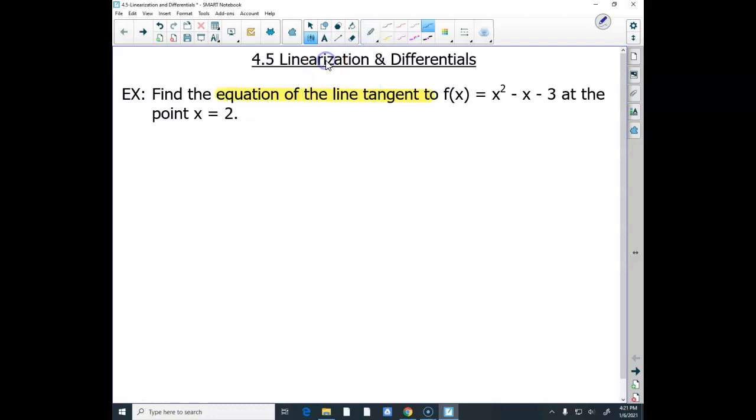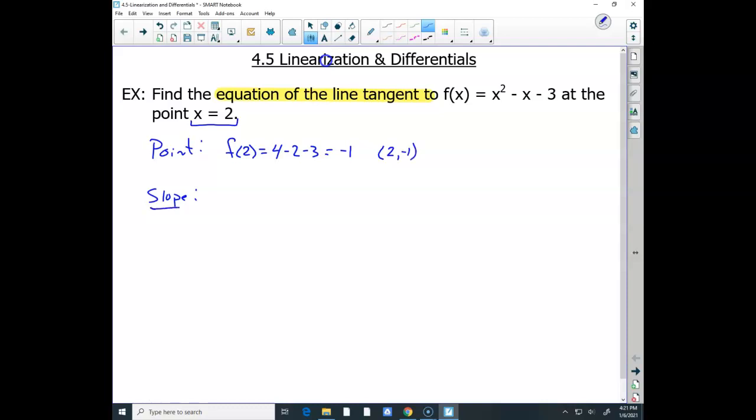Well, we've done this quite a bit of times this year, I believe. In order to find the equation of a tangent line, we need a point and we need a slope, right? And the point, if we need it precisely at x equals 2, we're going to find f of 2, which is going to be 4 minus 2 minus 3, which ends up equaling -1. So we have a point of (2, -1).